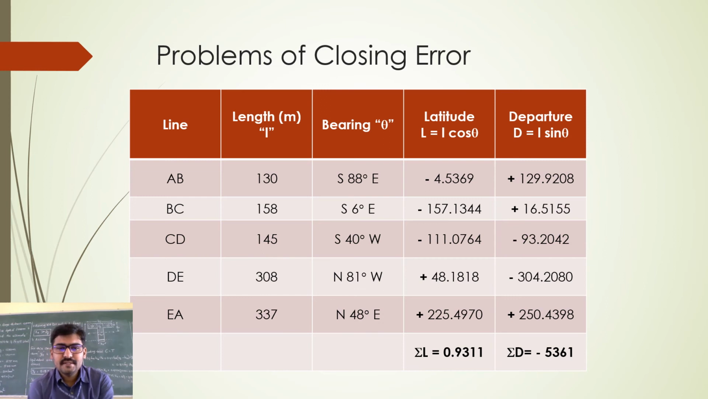So this is the table you need to have first. Line, which is given; length, which is also given; bearing, which is given; latitude and departure, which are the ones you are supposed to calculate. There is a formula here: L is equal to L cos theta, D is equal to L sin theta. That is the formula we are using for calculating latitude and departure.